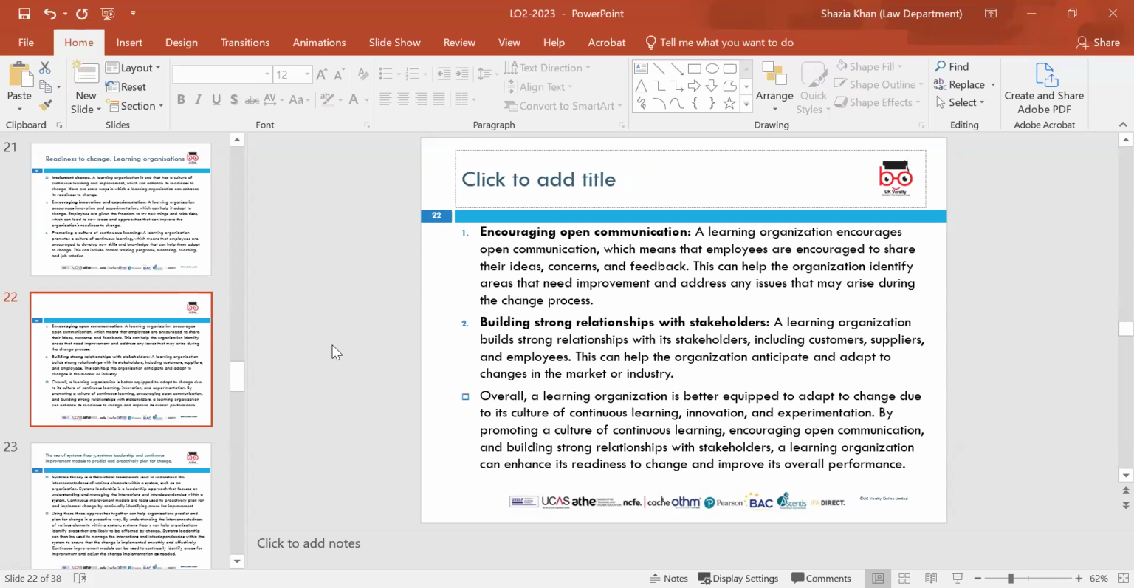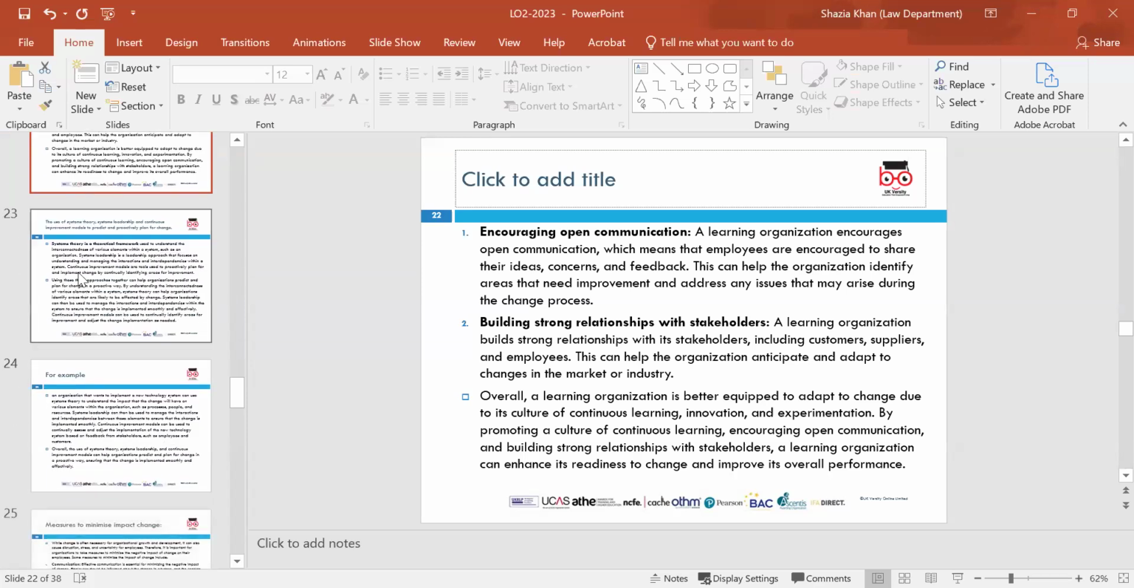Building strong relationships with stakeholders, such as customers, suppliers and employers, and making sure they adapt to change as well. Build these strong relationships so you don't lose your stakeholders. Overall, a learning organization is better equipped to change due to the culture of continuous innovation and experimentation. By promoting this and getting involved with stakeholders, you are improving your overall performance.